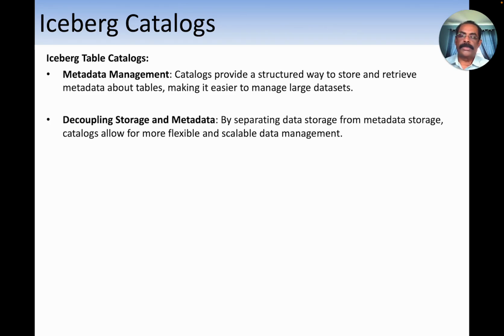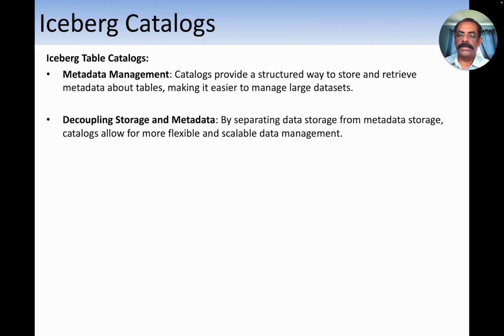And decoupling storage and metadata. By separating data storage from metadata storage, catalogs allow more flexible and scalable data management. It's common practice for Hive to store the entire metadata in a catalog, the metastore. However, in Iceberg, some of this catalog information is stored on the disk. It's not fully stored in the metastore, whatever the database behind that catalog, but the majority of the information is stored on the disk.